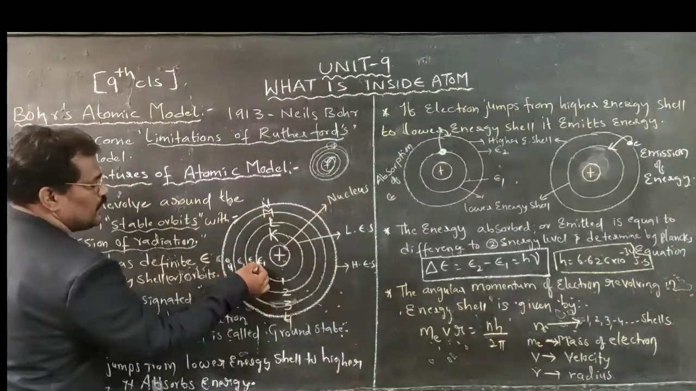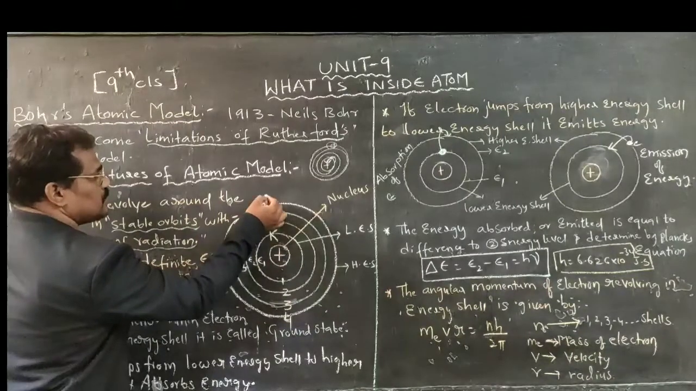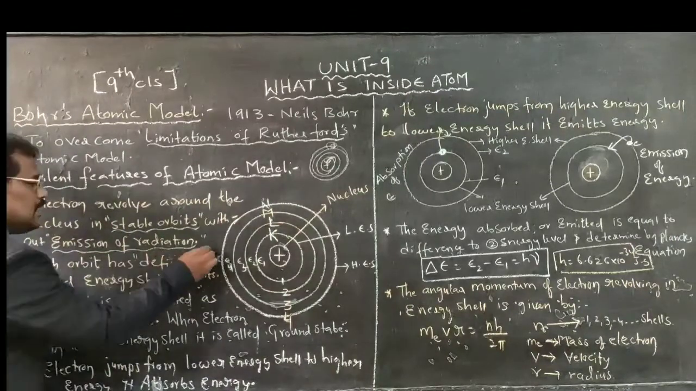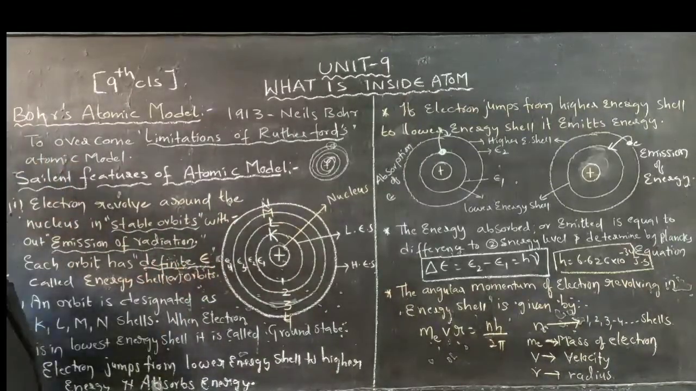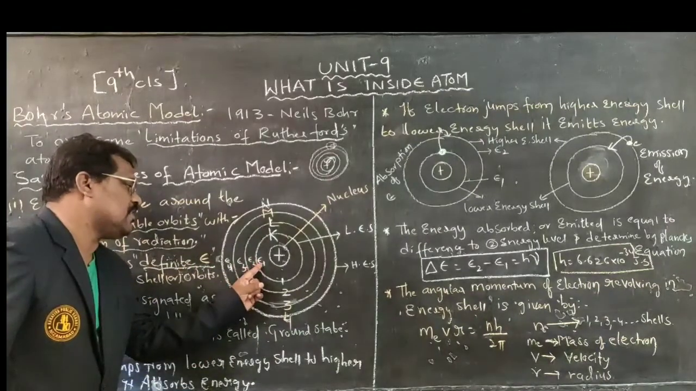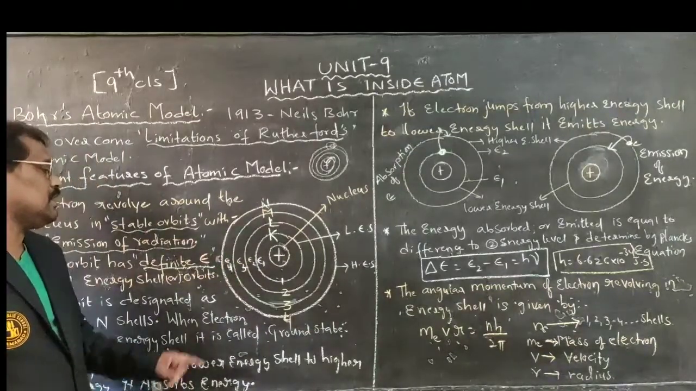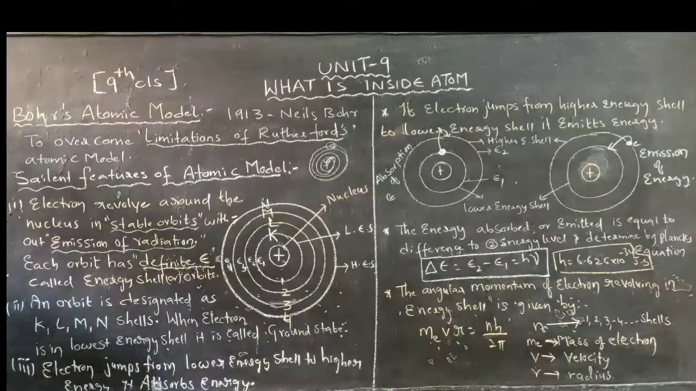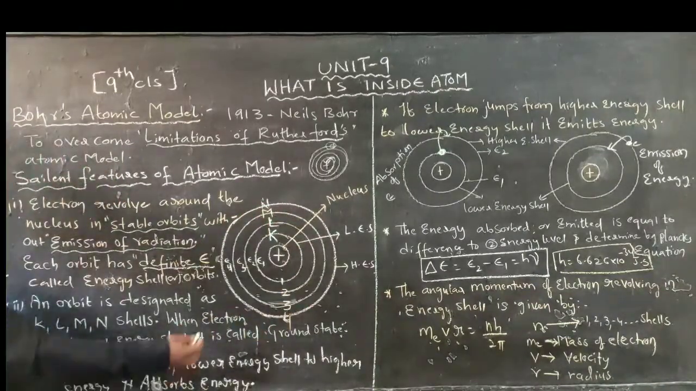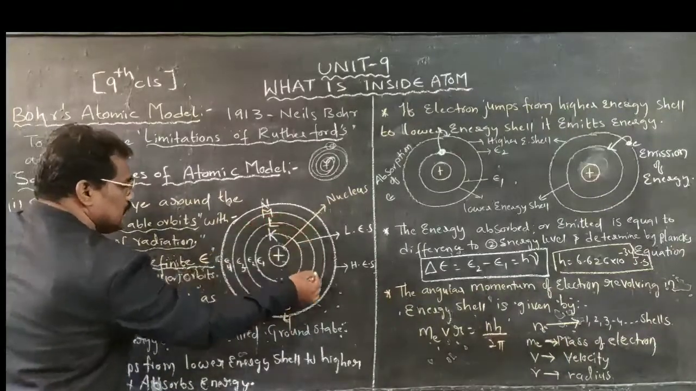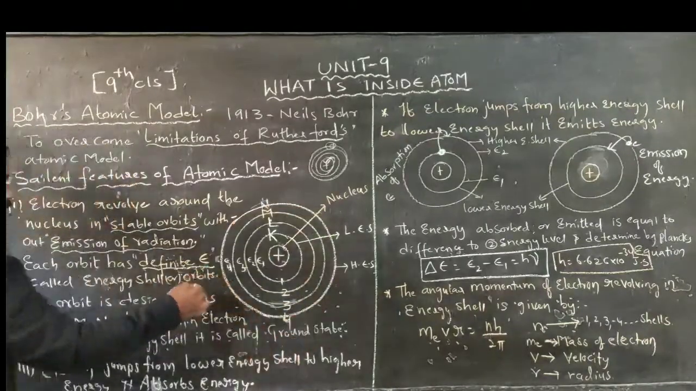Each orbit, see here, K is one orbit, L is one orbit, M is one orbit, N is one orbit. Each orbit is specified with a definite energy. Means each orbit will have its energy. That indicates the first orbit has E1 energy, the second orbit has E2 energy, the third orbit has E3 energy, the fourth orbit has E4 energy. Each orbit consisting of definite energy is called an energy shell. It is called the E1 energy shell, E2 energy shell, E3 energy shell, E4 energy shell, and so on.